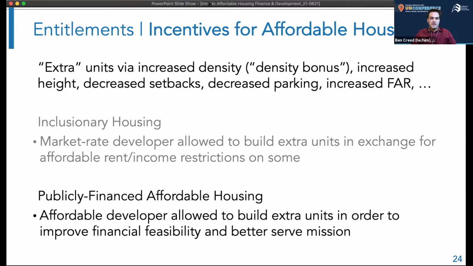For publicly financed affordable housing, which is the focus of our presentation today, and especially among mission-driven nonprofit organizations, you typically see 100% affordable units anyway in a building. And so here the incentive is simply more units, more affordable units than you otherwise could build. That will serve the organization's mission, the mission of the affordable housing provider, better. And as we'll see later, it will often improve the building's financial feasibility to have more units in it.